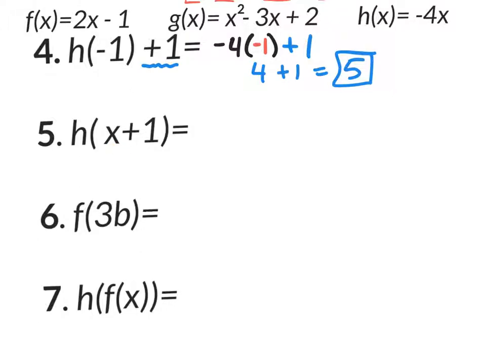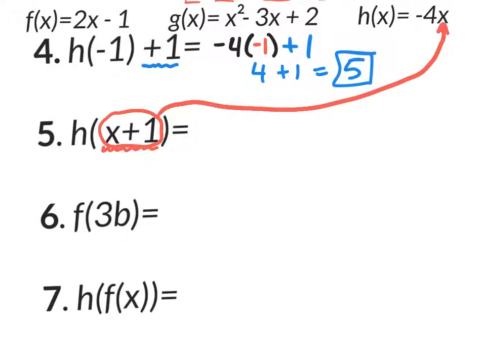So this is not a regular number, it's a binomial. We need to take that binomial and plug it into the h function. Okay? So we need to take that x plus 1 and plug it in right in there. Does that make sense? So what is it going to say? It's going to say negative 4 times x, but instead of x, what am I going to write? X plus 1.